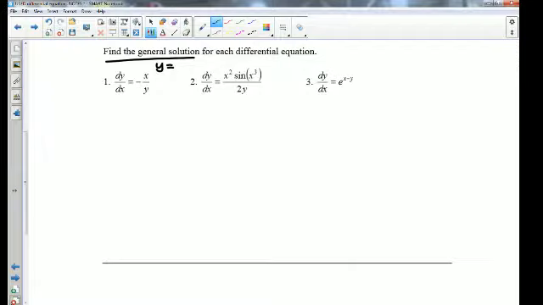It's called separating the variables. So we're going to split the x and the y up. So this first step is to separate the variables. We're going to put the x on one side, y on the other. Do you want me to write that down? X on one side, y on the other side.